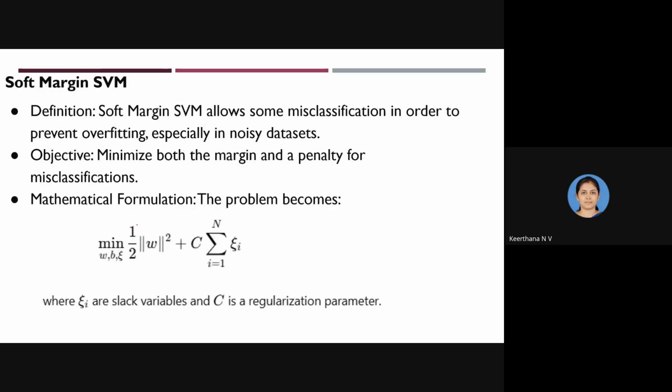So the next thing is soft margin SVM classifiers. The soft margin SVM classifier allows some misclassification in order to prevent overfitting and underfitting problems. This soft margin SVM is especially useful when coming to noisy data sets, so it plays a vital role.